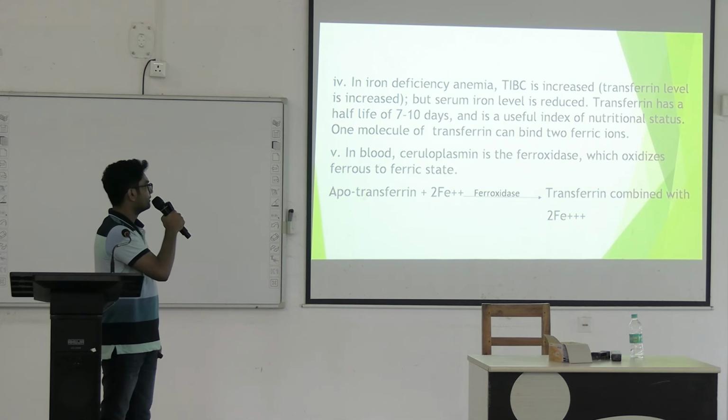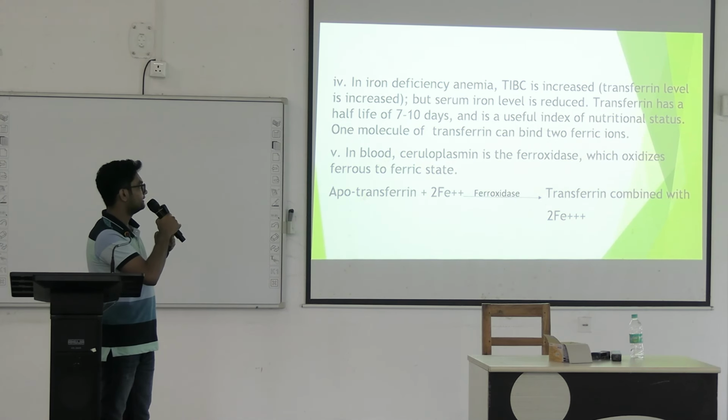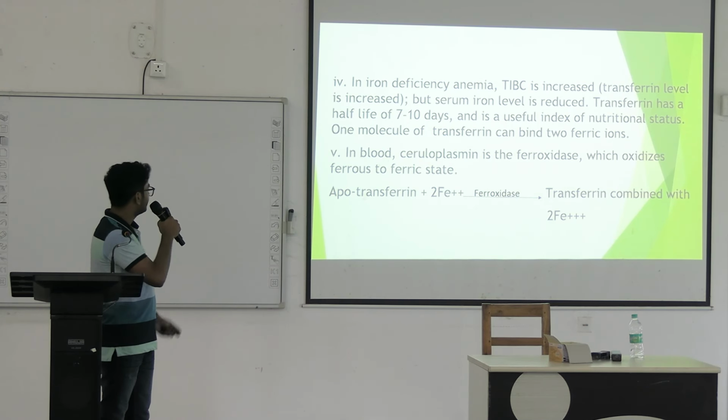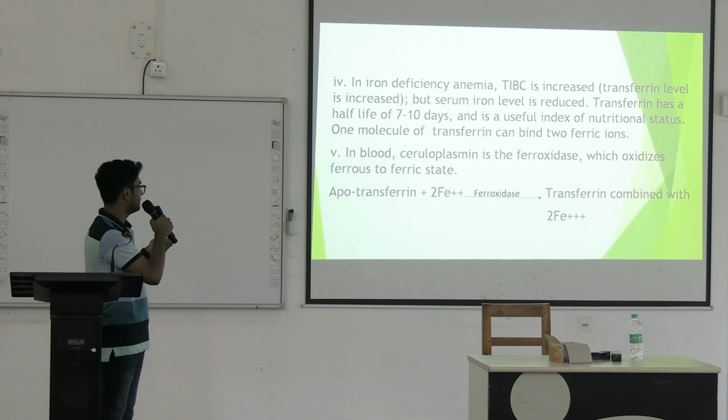In blood, ceruloplasmin, that is a peroxidase, oxidizes the ferrous to the ferric state. Apotransferrin, that is Fe plus 2, with the peroxidase enzyme converts to transferrin combined with Fe plus 3, that is ferrous form to ferric form.